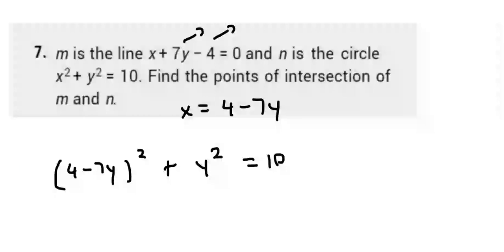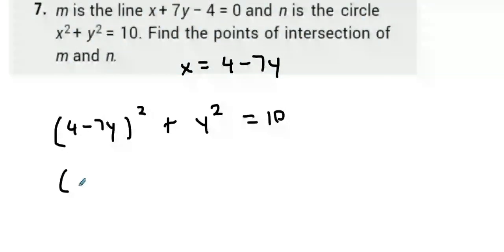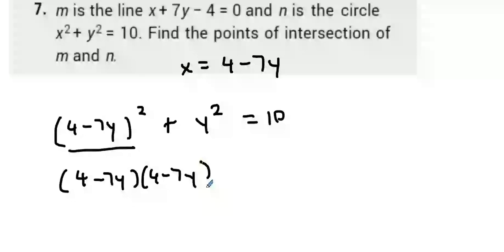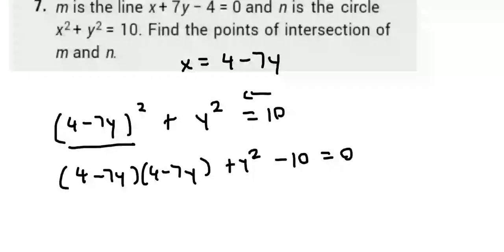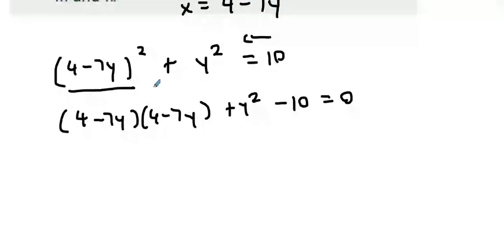Okay, so we're going to see this squared. This is where most people make the mistake. They don't actually write out the bracket twice. So make sure you write out the bracket twice. Okay. Bring over the 10 to become minus 10. And that equals 0. Right, how many people got that far? All right, let's multiply it out.